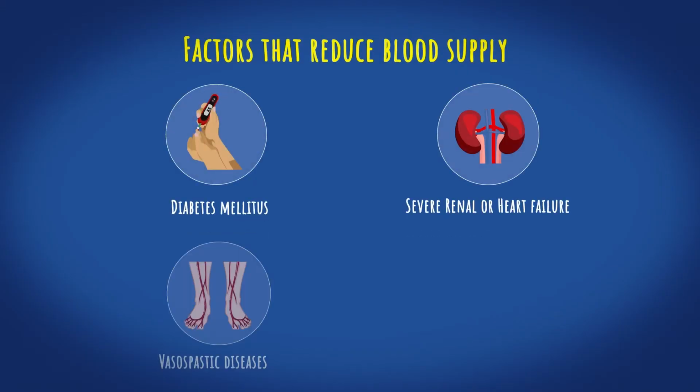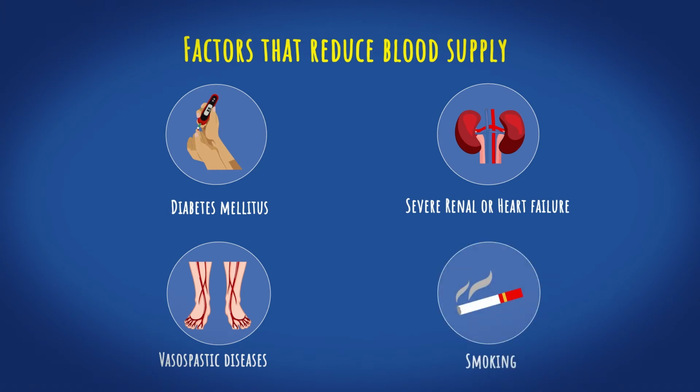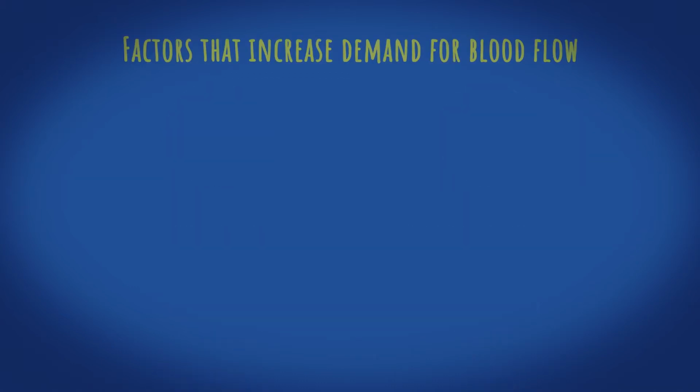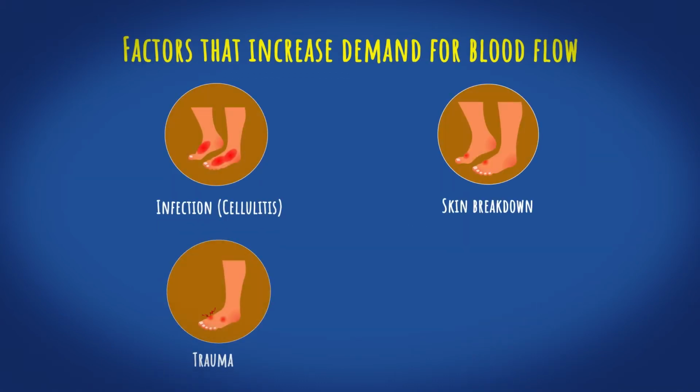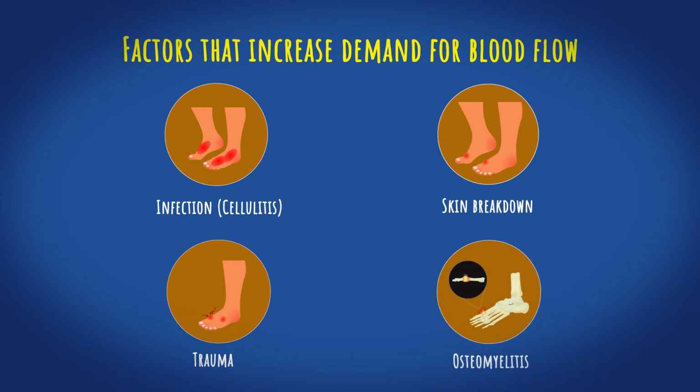Ischemia is caused when there is reduced blood supply in conditions like diabetes, renal or heart failure, vasospastic disease and smoking. Ischemia is also caused by states where there is increased demand for blood supply, like infection, skin breakdown, trauma, and osteomyelitis.